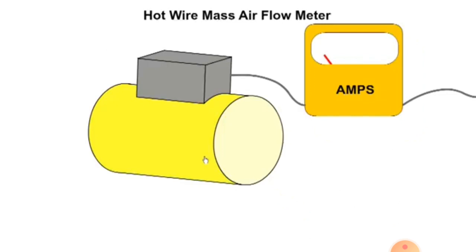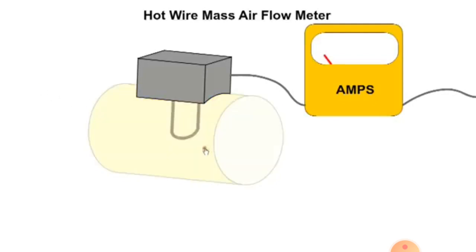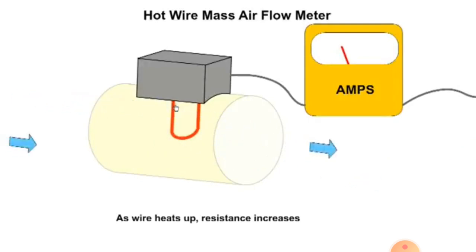The hot wire mass airflow sensor, MAF, measures the flow of air into the engine. When we look inside the housing, we see an electric wire which is heated by an electric current and is maintained at a constant temperature. When the engine is started, current passes through the wire and heats it up. As the wire heats, its resistance increases and it limits current flow. An equilibrium point is reached between the heating effect of the wire and the cooling effect of the moving air.